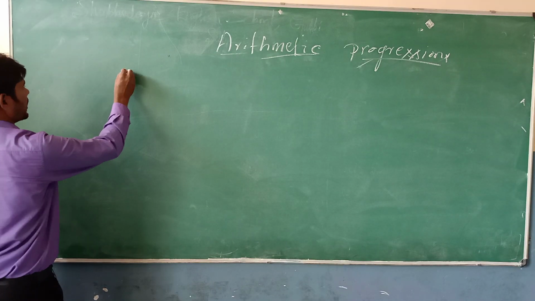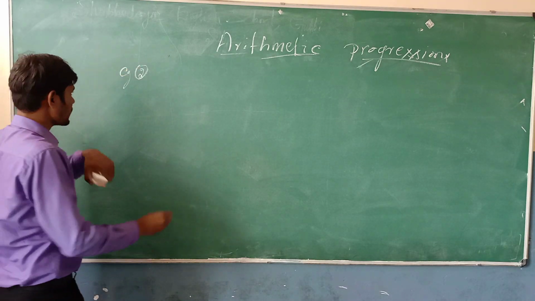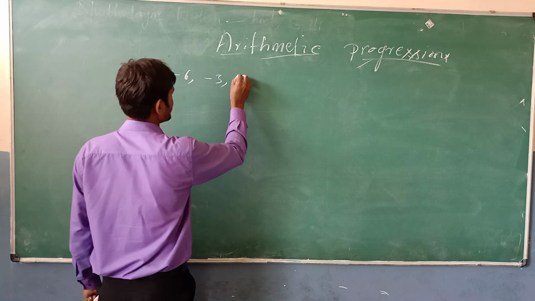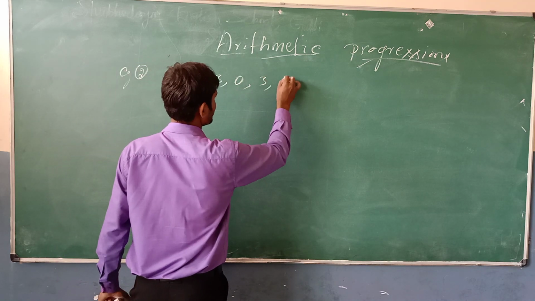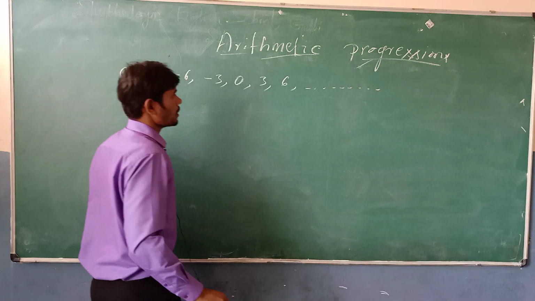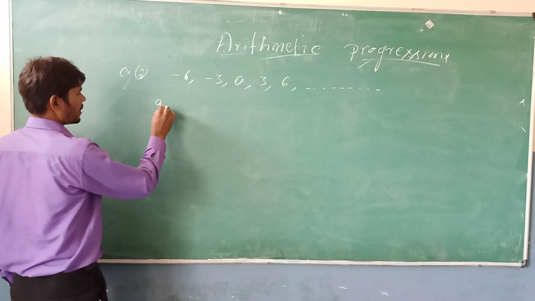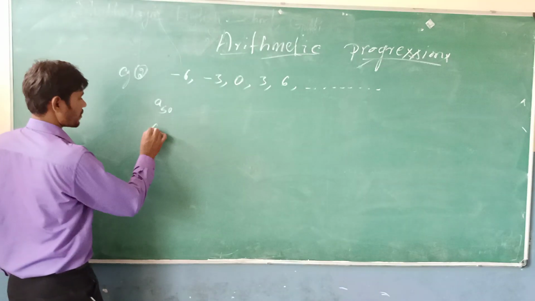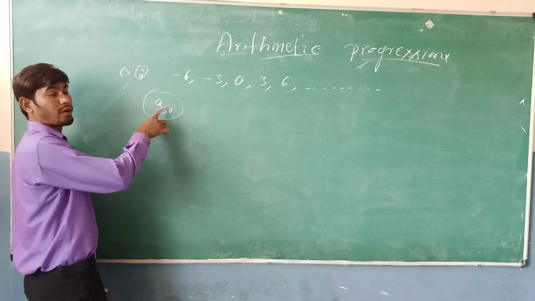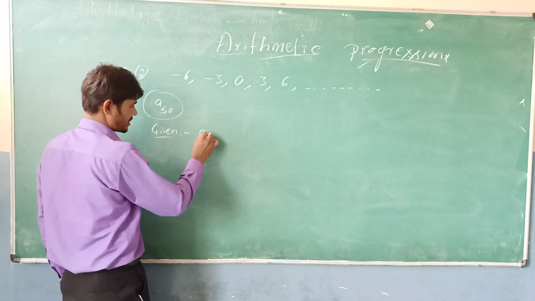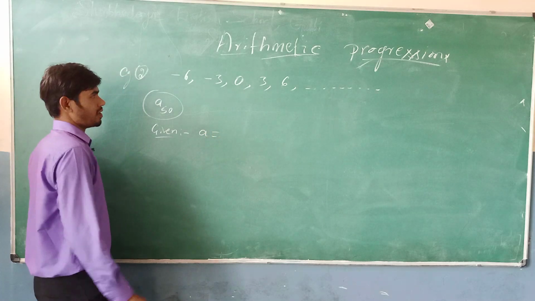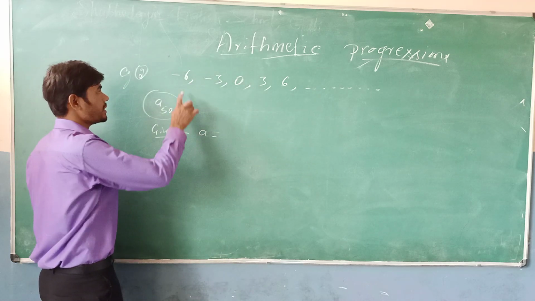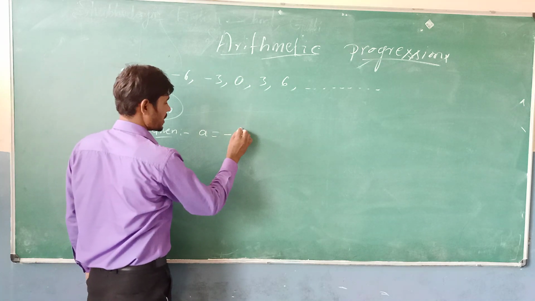Another example. Example 2: minus 6, minus 3, 0, 3, 6, and so on. Then we can find the 50th term. Here we can find out the 50th term. Given A is equal to... where can it be started? It cannot be started at 0. We start with the first term A1, or A, which is minus 6.